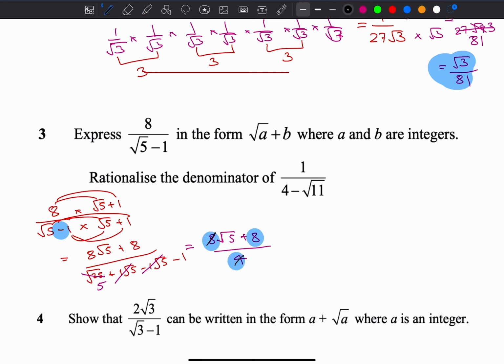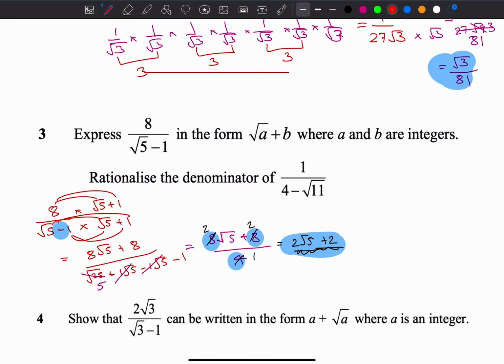You can divide it by 4s. That's 2, 2, 1. That's basically 2 root 5 plus 2 over 1. Over 1 you don't put in, and that's your final answer. Okay, for that question.